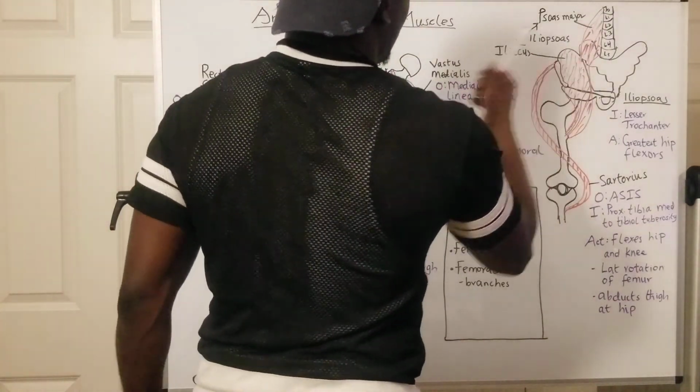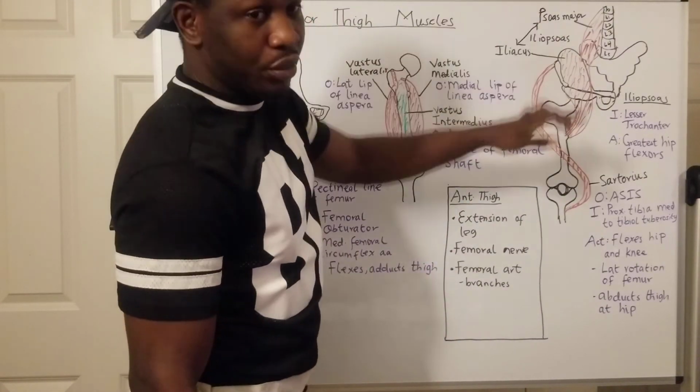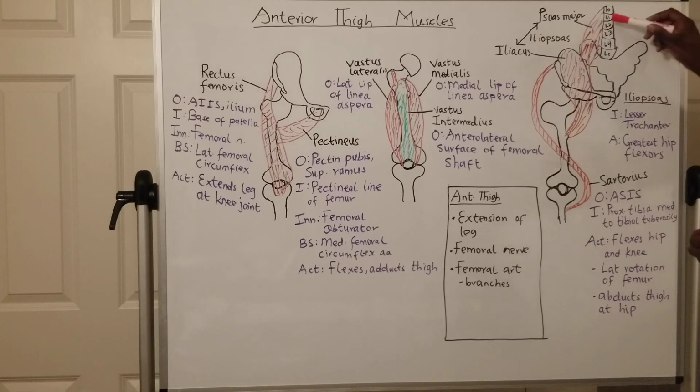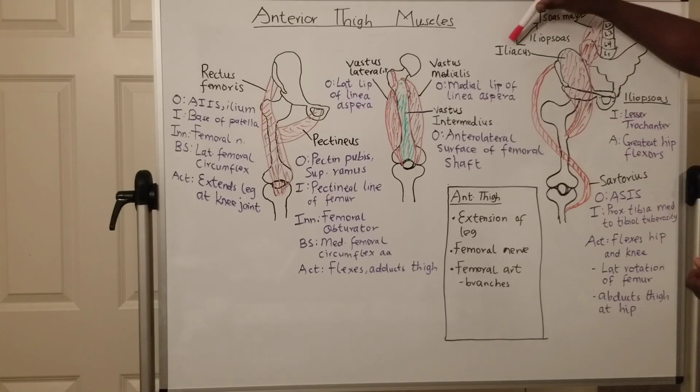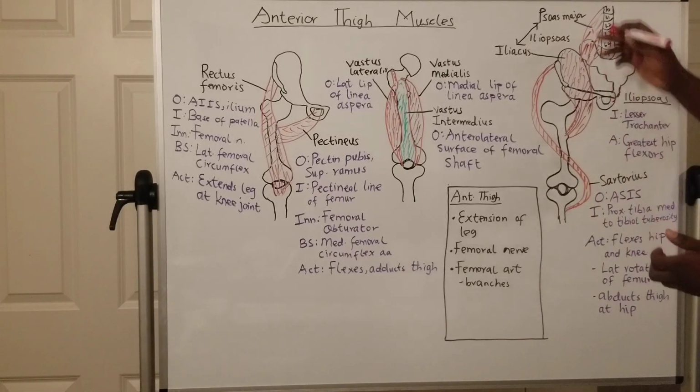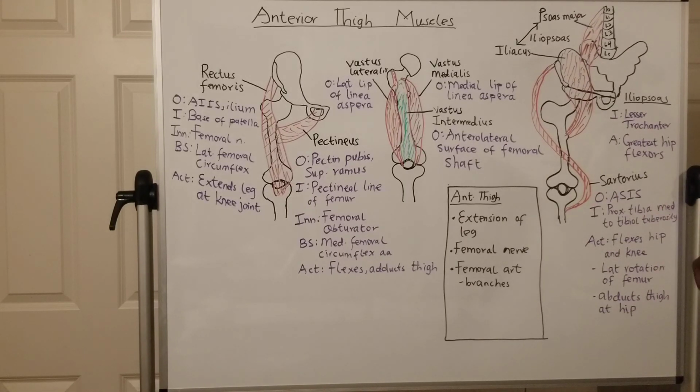Let's look at the psoas muscles. For the psoas major, let me stand here. What's the origin? It originates from the T12, L1, L2, L3, L4, L5 vertebrae. Then it comes all the way down and inserts on the lesser trochanter. So the psoas major and the iliacus have a common insertion, which is the lesser trochanter.